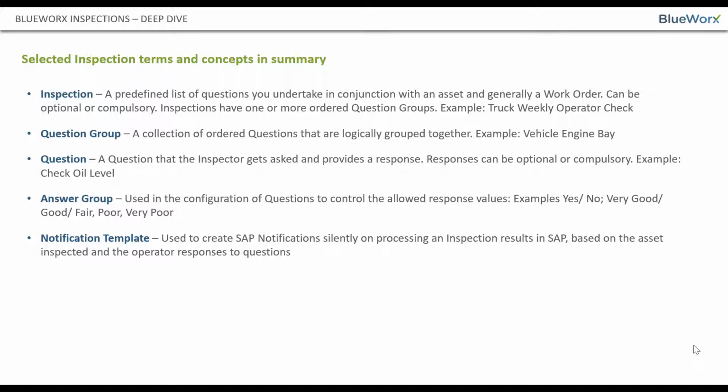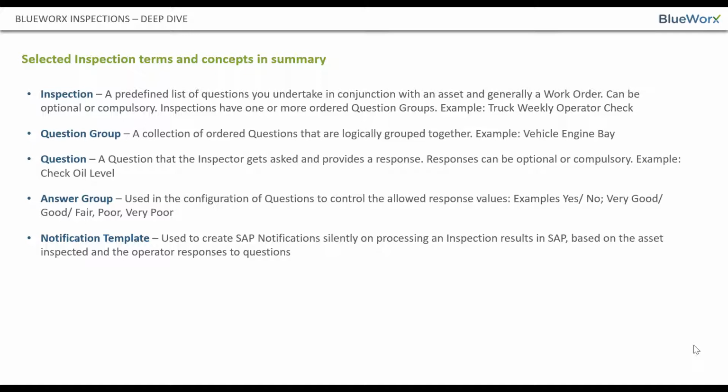And then next comes the question, and this is where the real work is done. That's what's offered to the inspector, and that's what they get to provide a response on. The responses can be optional or compulsory. So at an inspection level, it can be optional or compulsory, and then each individual question within an inspection can be optional or compulsory. So an example of that, following from the top, is that we have the weekly operator check. They're looking in the vehicle engine bay, and they get told to check the oil level.